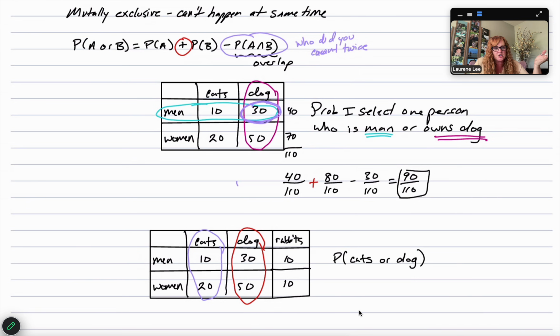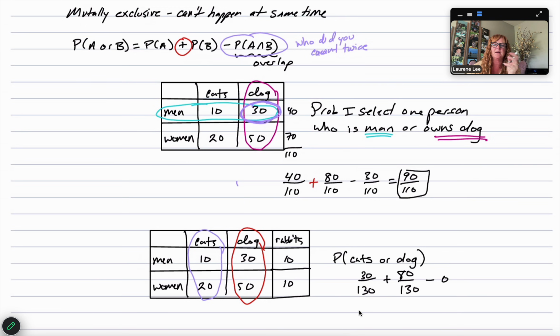Okay. Now, I might have a chart that says both, and that would be a different situation. But right now, this chart is only solely cat owners, solely dog owners, and rabbits. So in the context of this problem, these would be mutually exclusive. There's no overlap. So my probability would be the probability of how many cats you have, which is 30 over, where are we at now? 10, 20, 130, plus a dog, which is going to be 80 over 130, minus 0, basically. I don't have to write that, but just to be thorough, because they're mutually exclusive in this setting, there's no overlap and there's no subtraction.